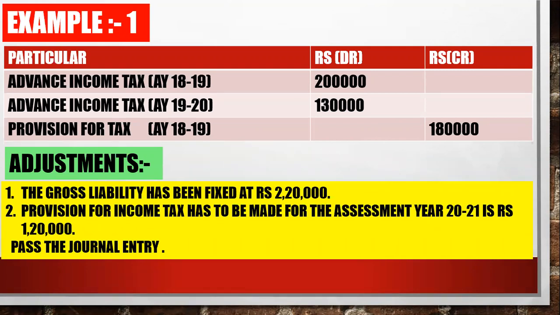It means my tax liability is more and my PFT is less. In this situation, you have to create more PFT. Yes, you have to create. The difference amount is 40,000. So 40,000 is less in my PFT account, so you have to create a PFT of 40,000. So what will be my journal entry for that?